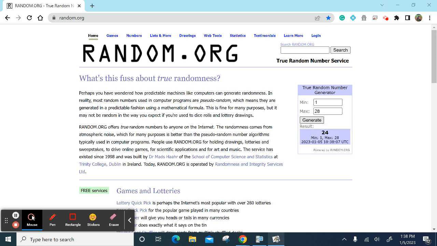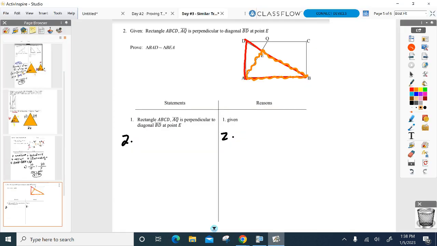24. Ready? Say that again. DBA. DBA. Yep. You went the easy route. It's all right. Classmates aren't going to like that next, but it's all good. Reflexive. Everyone see? Shares an angle. All right. Nice. Angle DBA congruent to itself.